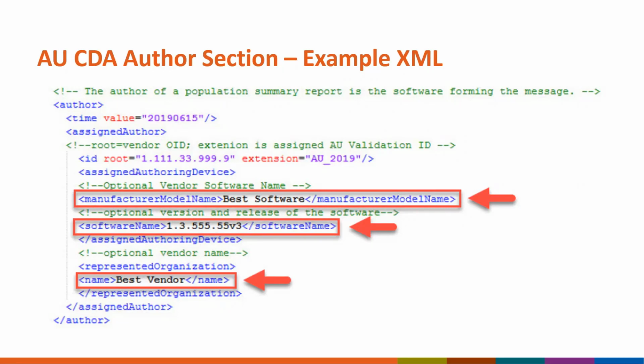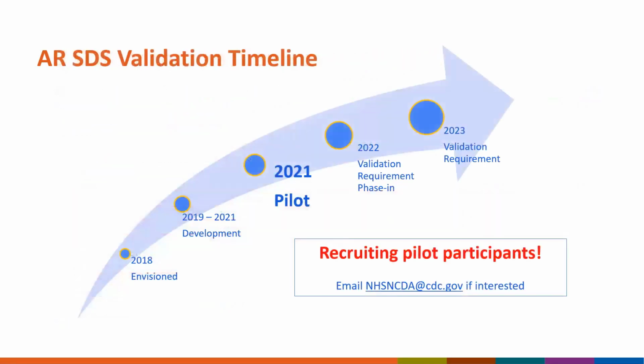Next, I'd like to briefly mention AR SDS. We are close to having an AR synthetic data set ready to pilot and planned for the second half of 2021. As you can see from this timeline, we plan to have a validation requirement phase-in period in 2022 and require validation in 2023, like we did for the AU SDS, a phase-in period of a year and then the requirement. If you'd like to participate in the pilot phase of AR SDS, please send us an email indicating your interest.